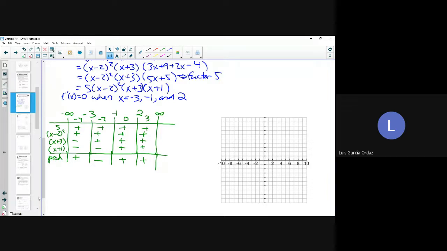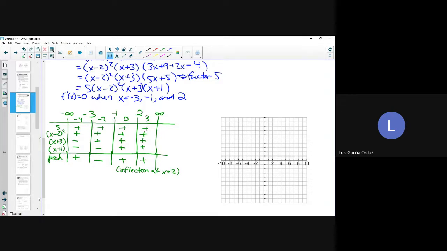So, as we can see, because between -1 and 2, and then 2 to infinity, it keeps getting positive, there's going to be an inflection point at x is equal to 2. Okay, so that means my graph is going to bend.